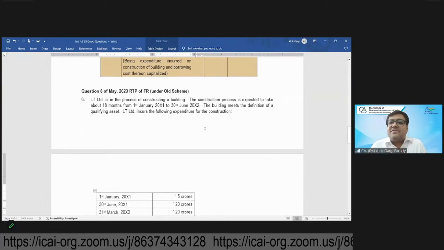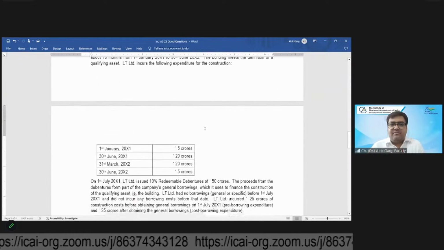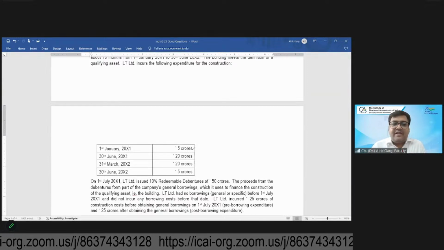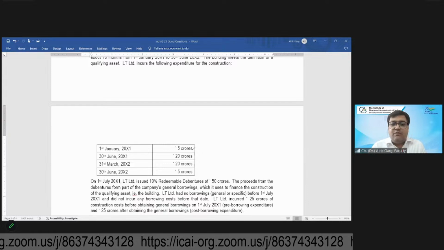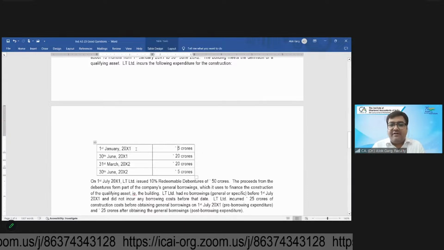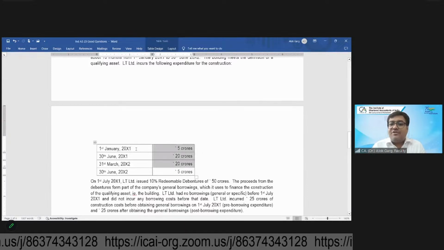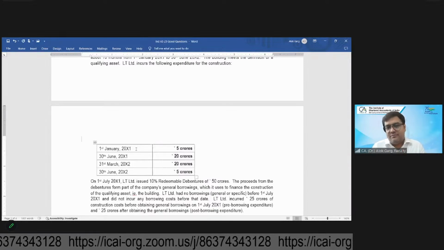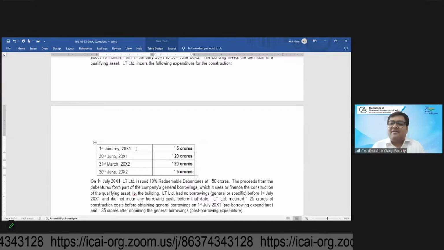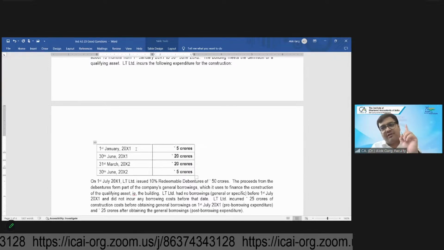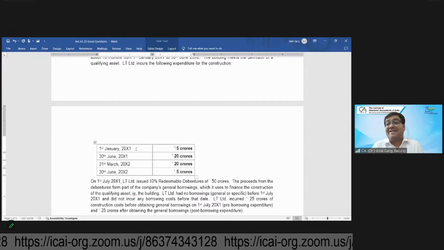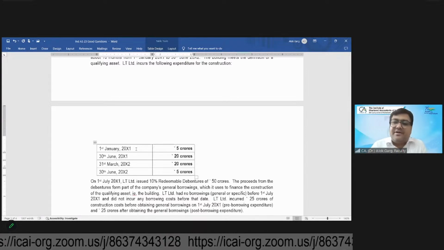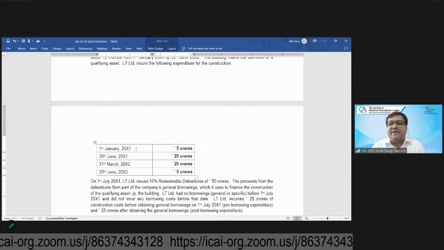LT Limited incurs the following expenditure for the construction. The construction started on 1st January, so they have incurred 5 crore on 1st January, 20 crore on 30th June, 20 crore on 31st March, and 5 crore on 30th June 20x2. Here the dates are given. In the last question, the date was only given for the first date, 1st April 20x1. But here the dates were given, so you are not required to assume anything.